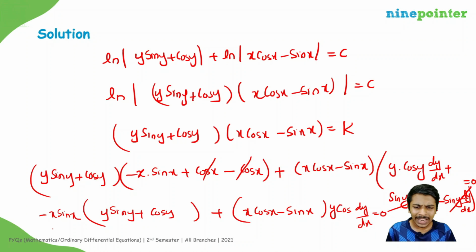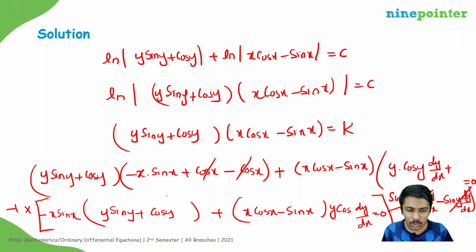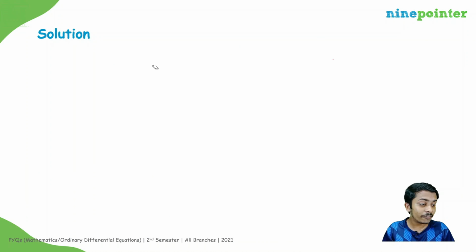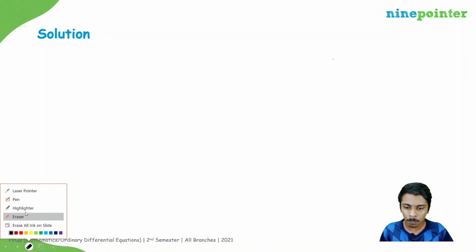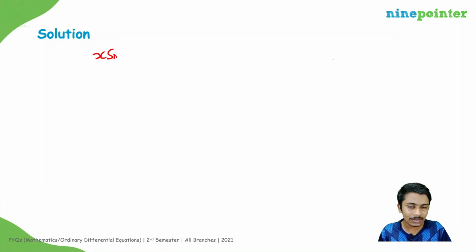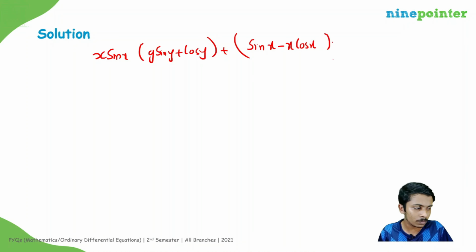Now let me just multiply the entire equation by minus 1 so that the equation looks a little better, with the first term being positive, right? So there will be a minus coming here, but I will take that minus inside this bracket. On simplification that gives x sin x into y sin y plus cos y, then plus sin x minus x cos x into y cos y dy by dx equal to 0.